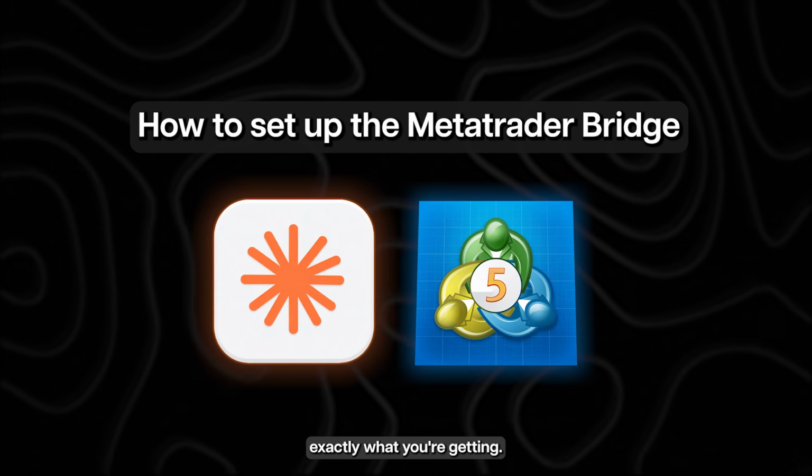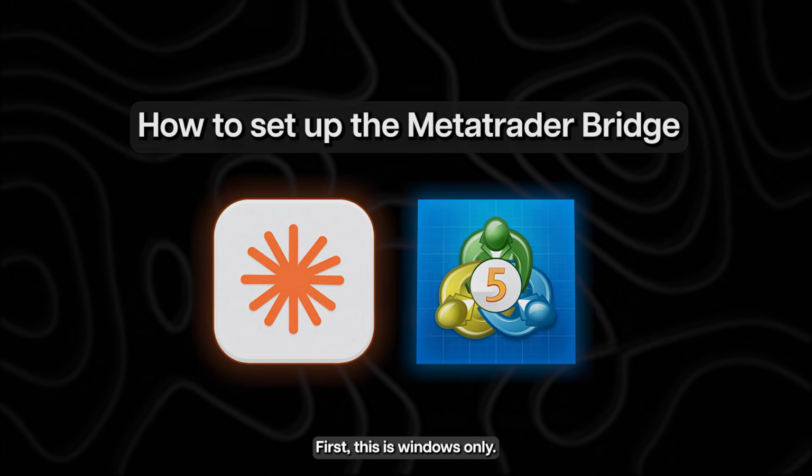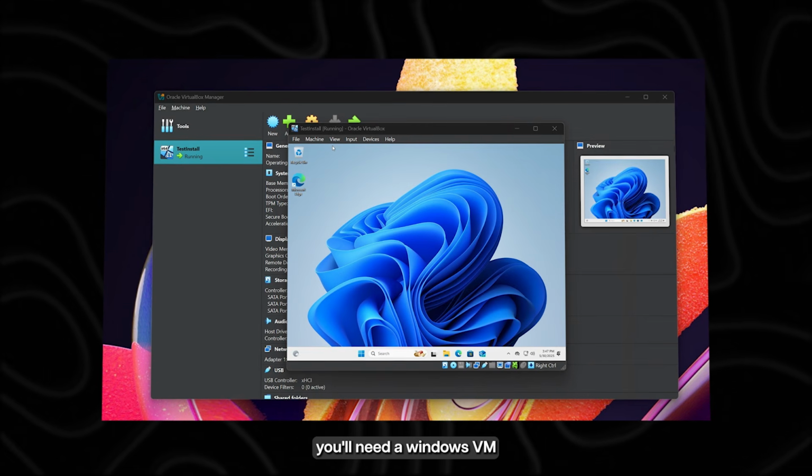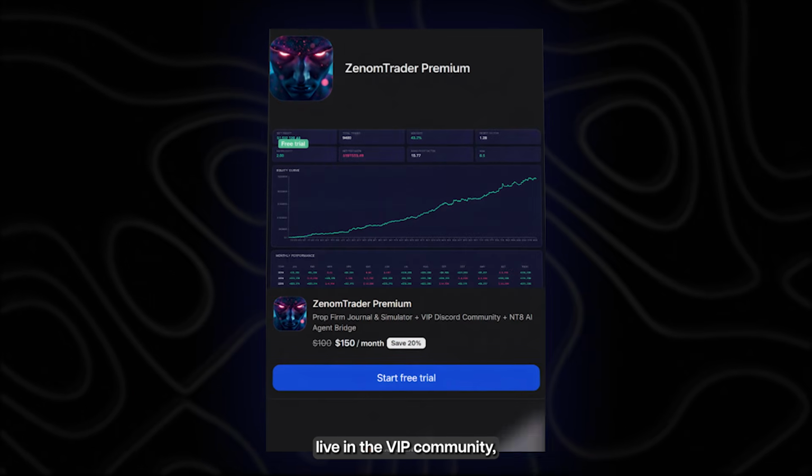Back to it. Let me show you the whole setup start to finish so you can see exactly what you're getting. Two heads up first. This is Windows only. It talks to Metatrader at a level that doesn't exist on Mac. So if you're on a Mac, you'll need a Windows VM, and the files live in the VIP community.